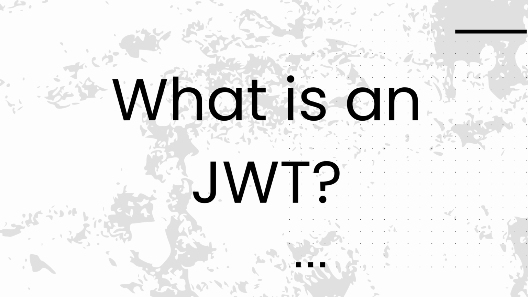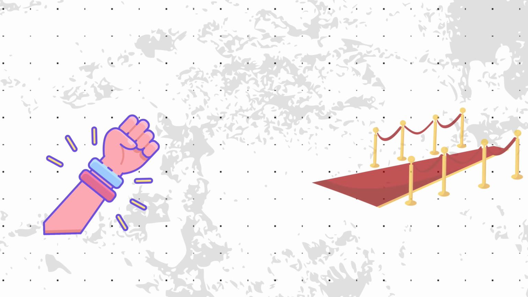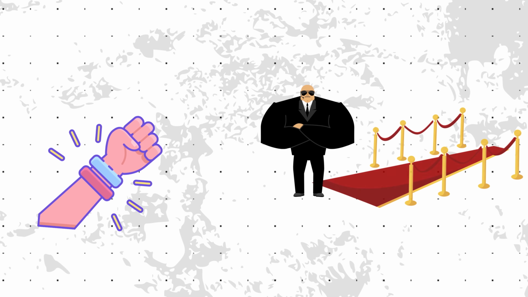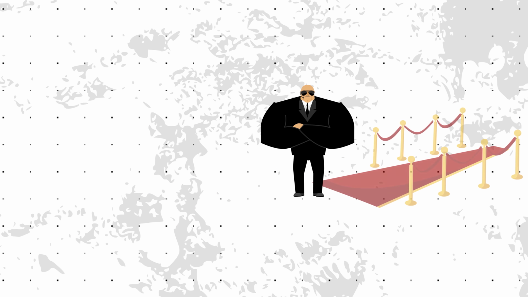Let's check what is a JWT or JSON Web Token. Imagine you walk into an event with a special wristband. Instead of showing your ID every time, the wristband proves you're allowed inside. That's exactly how JWTs work for authentication.